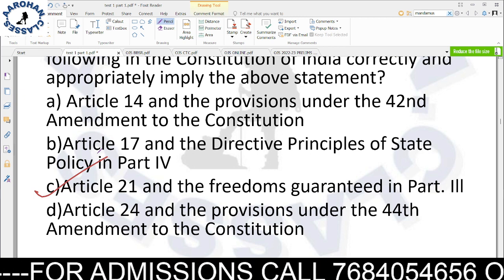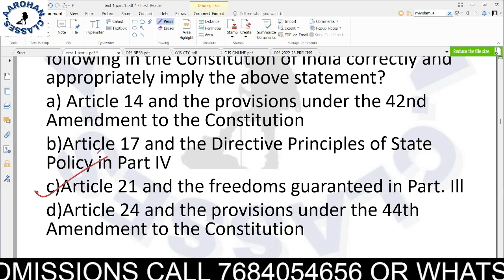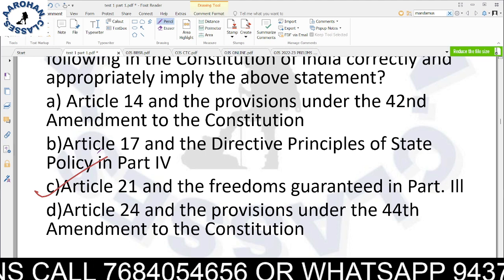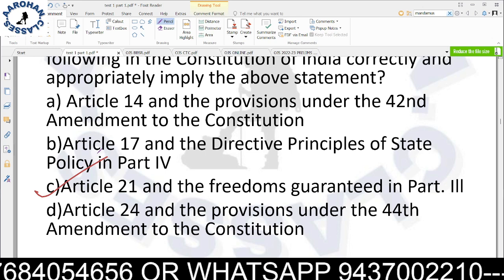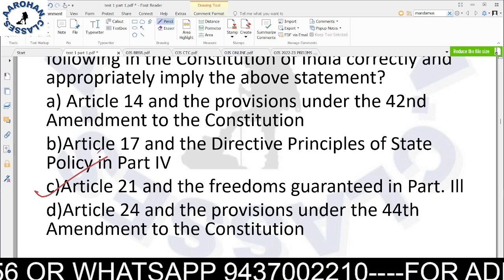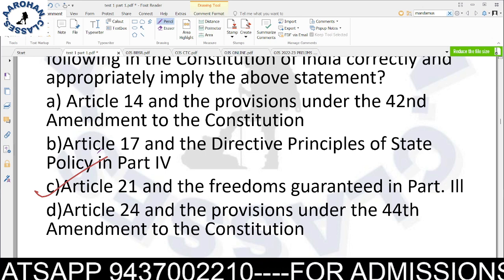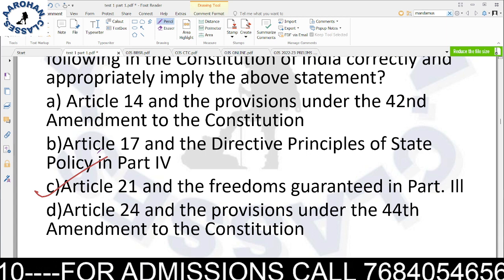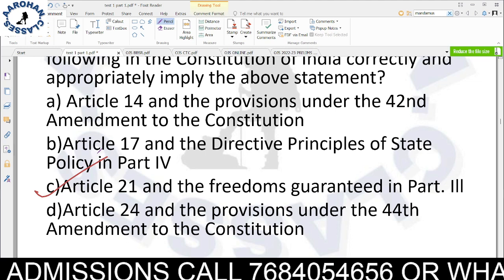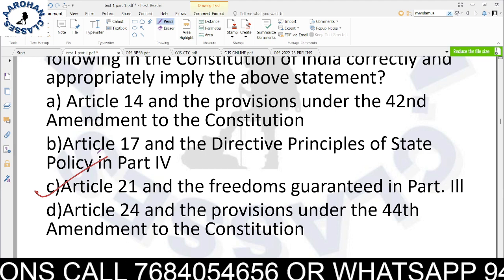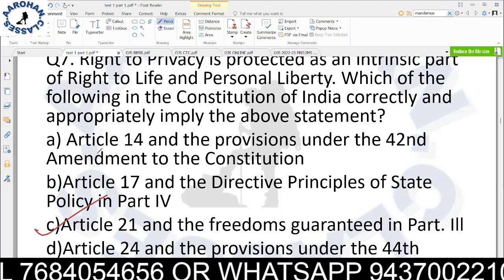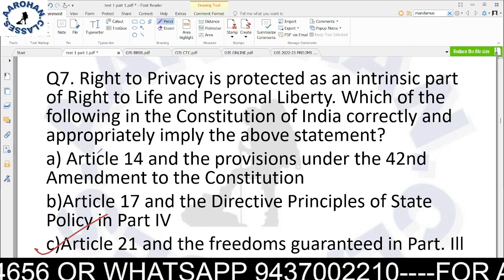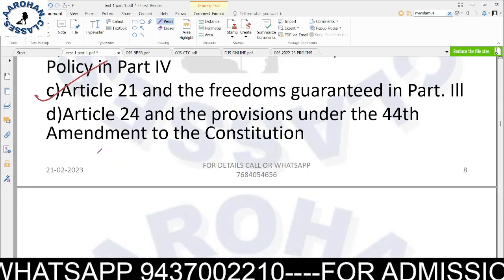So this is basically it relates to that. It is an intrinsic part. Okay, right to privacy is protected as an intrinsic part of the right to life and personal liberty. Okay, life and personal liberty. So C is the answer for question 7.